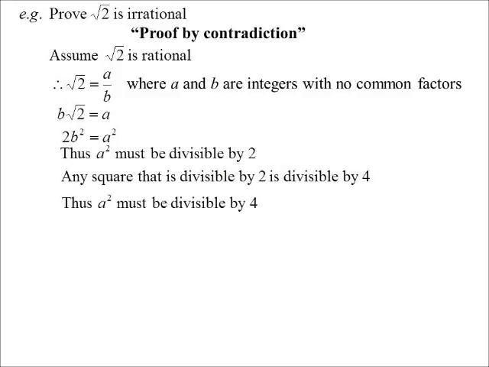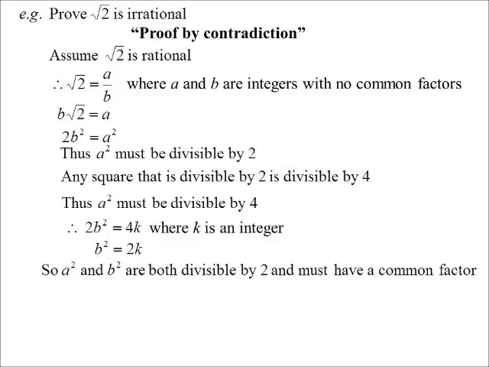I know a squared is divisible by 4. So I could write a squared as 4 times some integer. But a squared is 2b squared. So 2b squared is equal to 4 times some integer, which means b squared is equal to 2 times some integer. So that means a squared and b squared are both divisible by 2, and thus must have a common factor. However, I stated that a and b had no common factors. That's a contradiction.